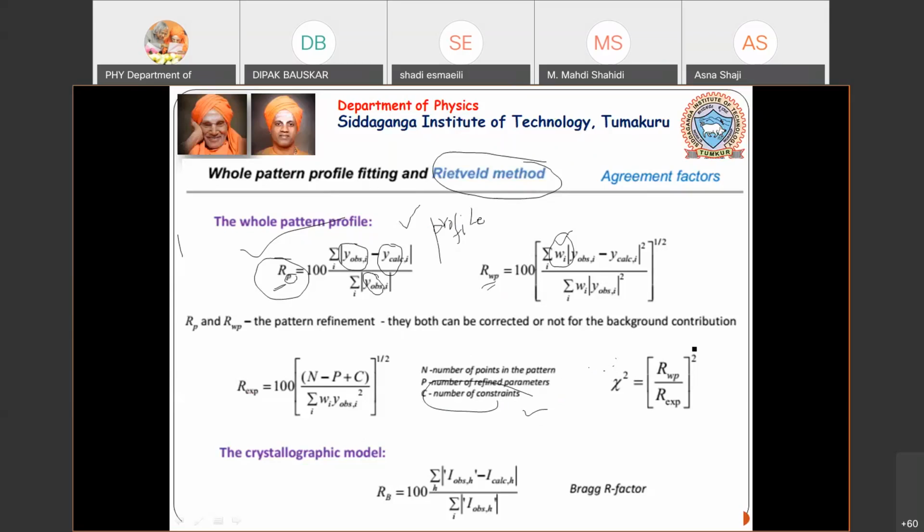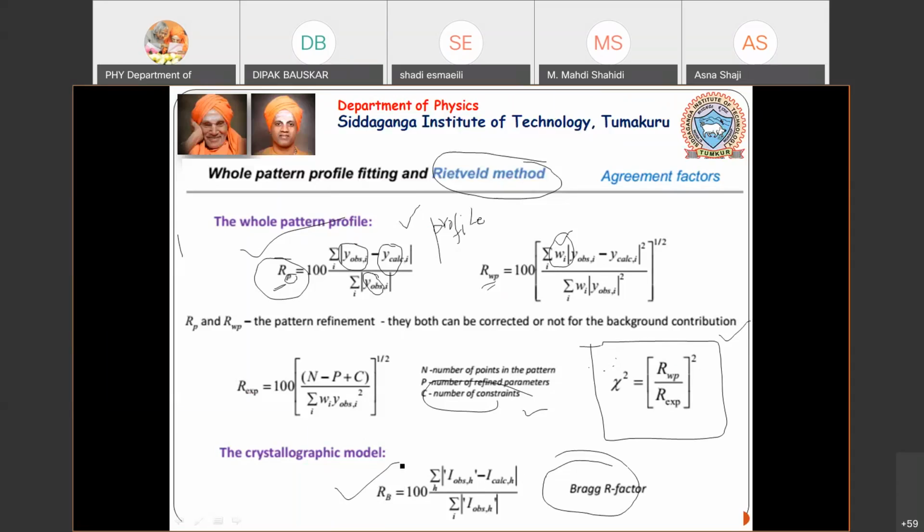Then how do we define chi-square? Chi-square is nothing but Rwp divided by Rexp, whole squared, or chi is the root of this. So this is the meaning of chi-square: it is nothing but how good your fit is, Rwp divided by Rexp. Then for the crystallographic model, sometimes you can also have the Bragg factor. This is the formula.